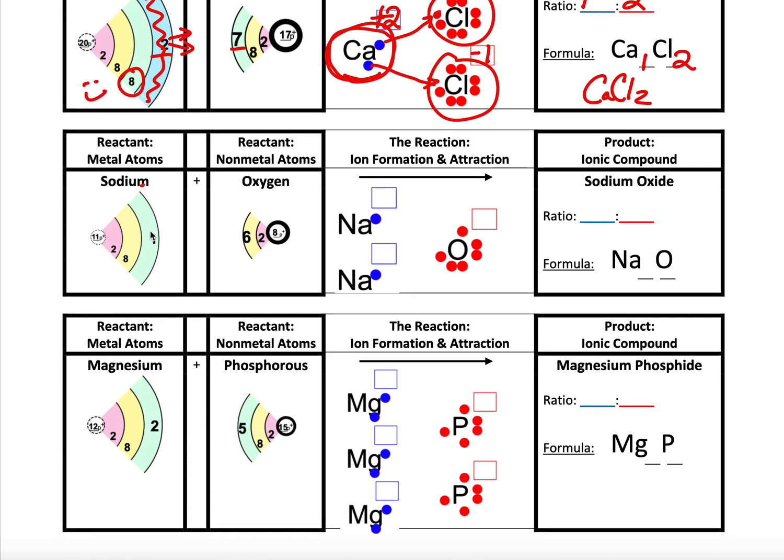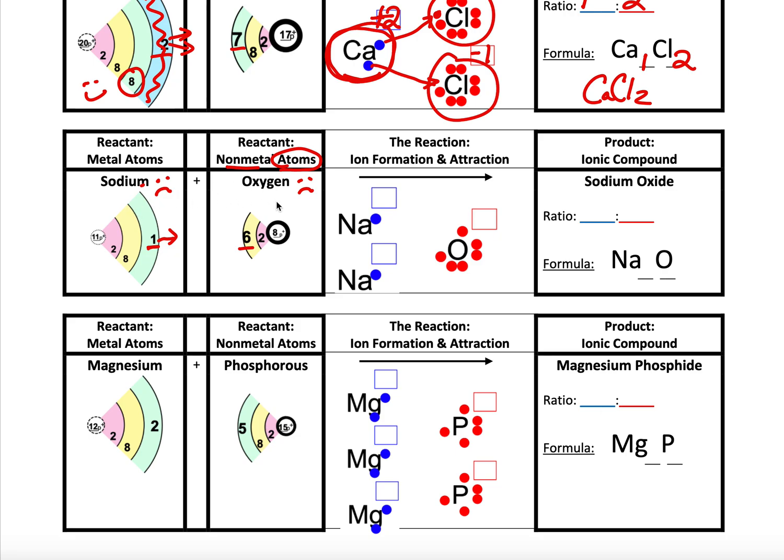Sodium. Sodium's got that one little valence electron. Sodium atoms are unbelievably unstable, unhappy. It wants to get rid of that. It can't until it comes in contact with a nonmetal. So enter oxygen. Oxygen atoms are also not happy because they have 6, not 8. They're looking around for 2.